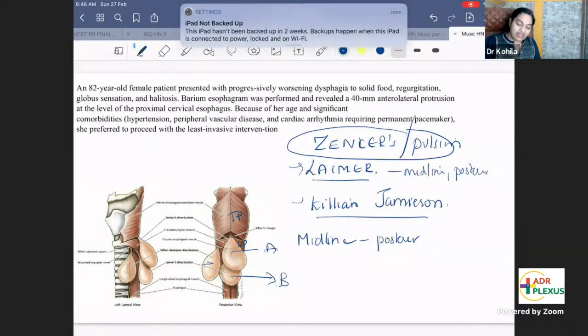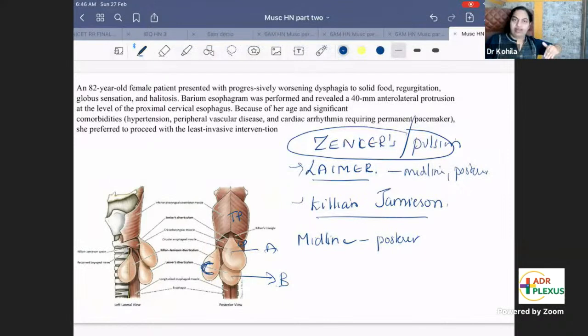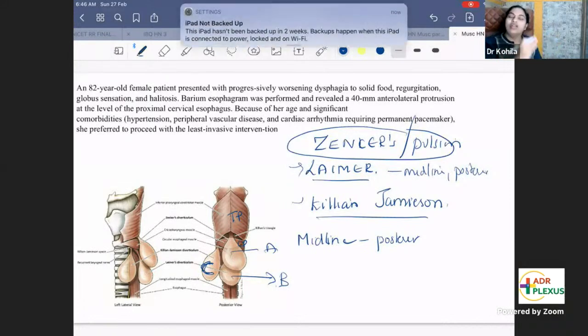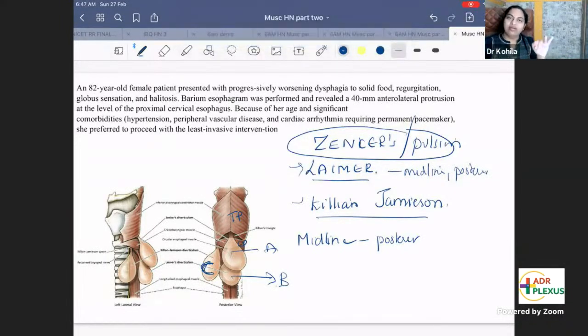Anterolateral, you can see it on the side, right? This is Killian Jameson. This is also below the cricoarytenoid. Okay, but anterolateral. It is between the cricoarytenoid and the esophagus, but not in the midline, not on the posterior aspect. On the anterolateral. Is it clear? Remember the names: Zenkers, lemur, Killian Jameson.